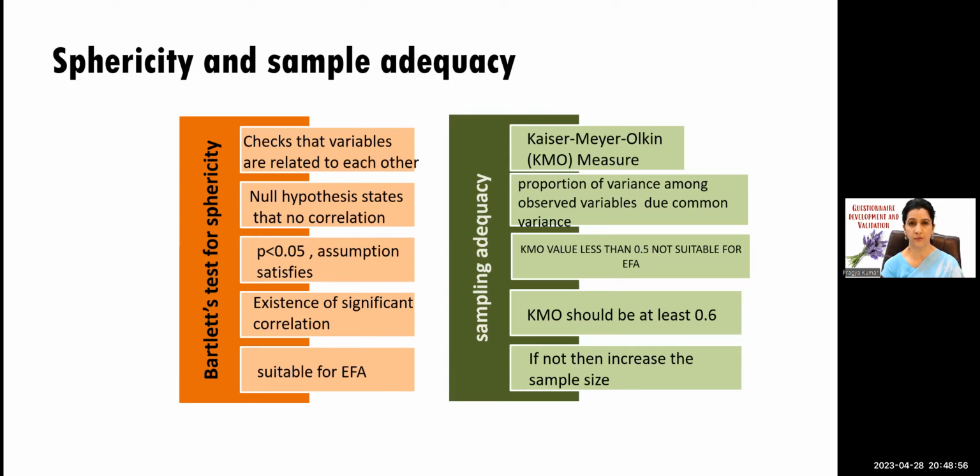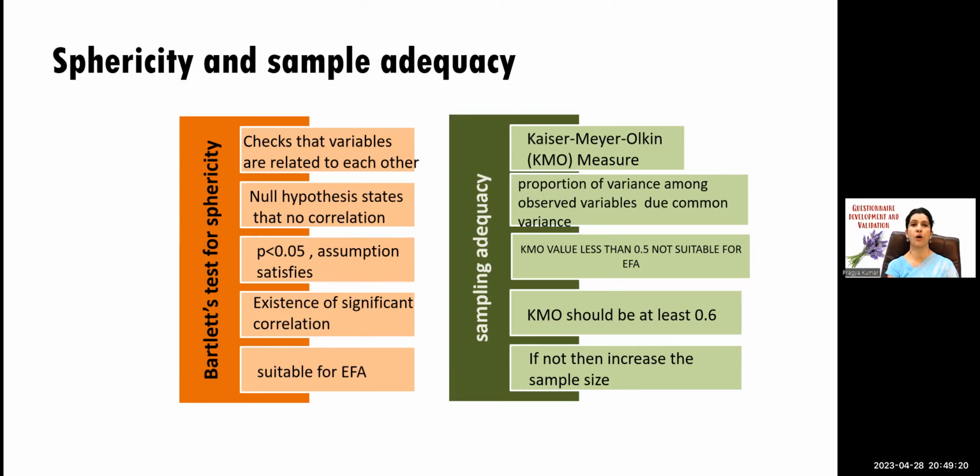Like if the number of items is 50, then you have to take at least 500 for exploratory factor analysis. So here there is an objective way also to check that. An objective way to check for the sample adequacy is the KMO measure, which is the Kaiser-Meyer-Olkin measure. And it sees the proportion of variance among observed variables due to the common variance.